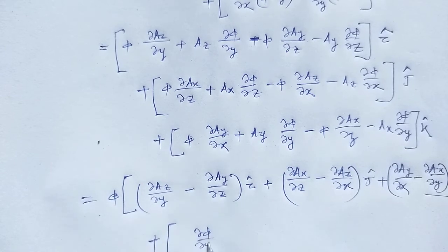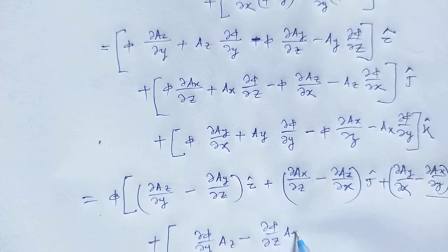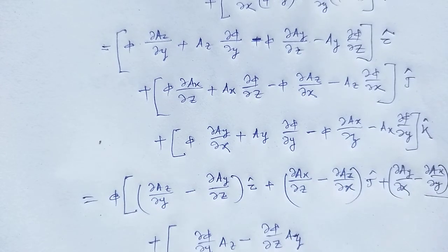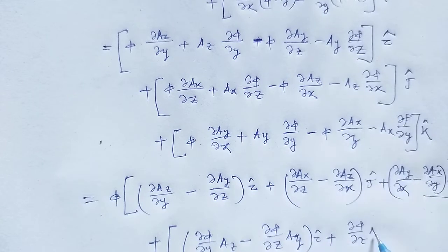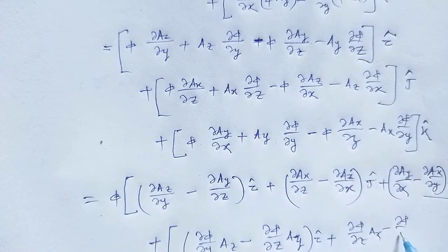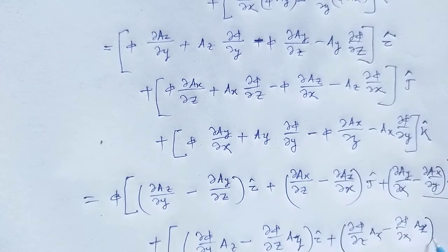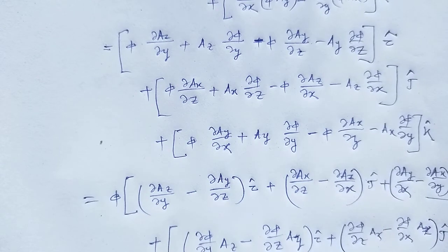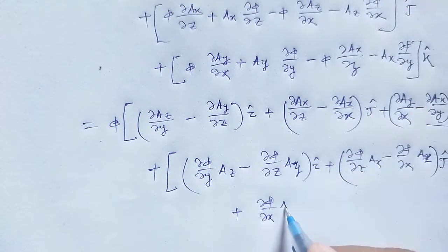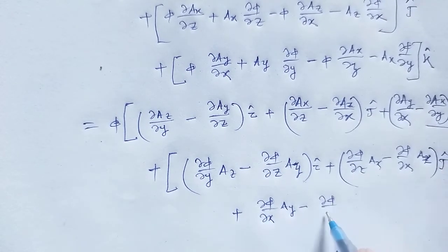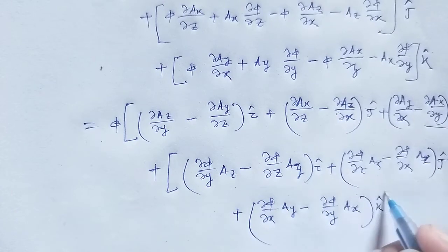del phi by del y az minus del phi by del z ay over i cap plus del phi by del z ax minus del phi by del x az j cap plus del phi by del x ay minus del phi by del y ax k cap.